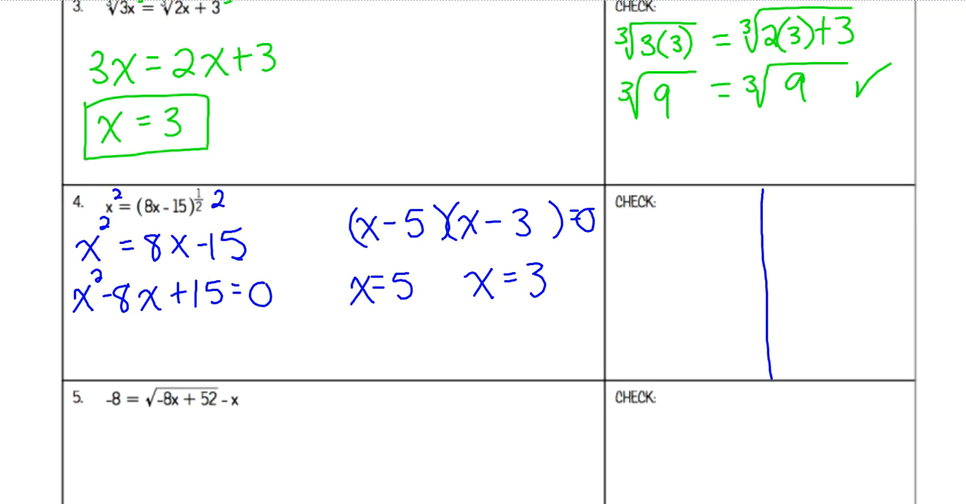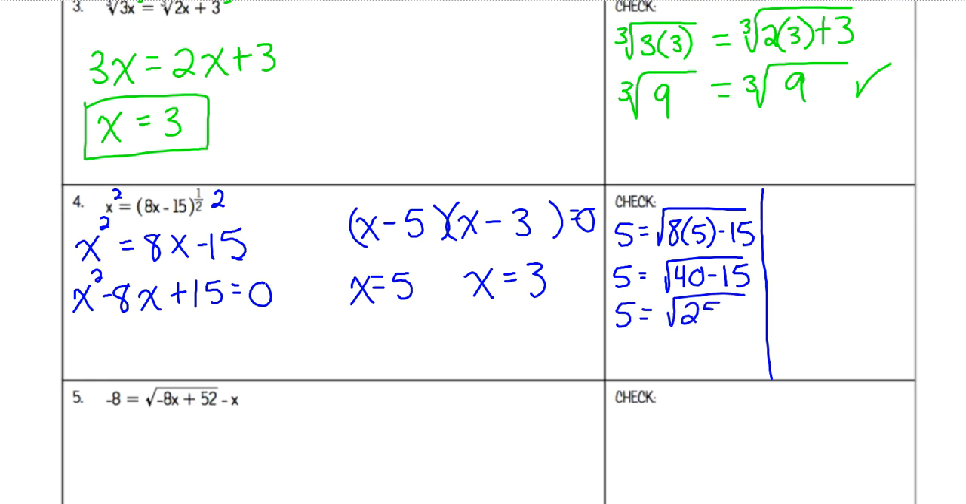So let's double check that those work. Since I have 2 of them, I'm going to divide this up. So I'm going to say 5 equals the square root of 8 times 5 minus 15. Let's see if that works. 8 times 5, that's 40 minus 15. 40 minus 15 would be 25, and the square root of 25 is 5. So 5 works.